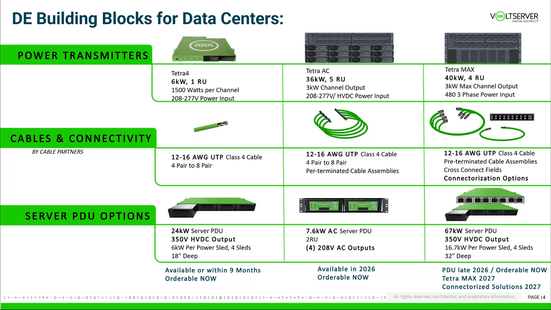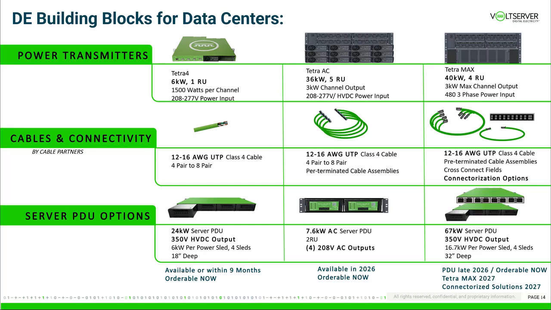Now, let's talk about the cables and where we're moving towards in cables. So looking at 12 to 16 gauge class 4 cables, pre-terminated cable assemblies that have terminal blocks on the ends of them. This is going to help for a faster installation out in the field. And then going down into our PDU options, we are also adding a 2-rack unit 7.6 kilowatt AC server PDU, and it will have 4 208 volt AC outputs.